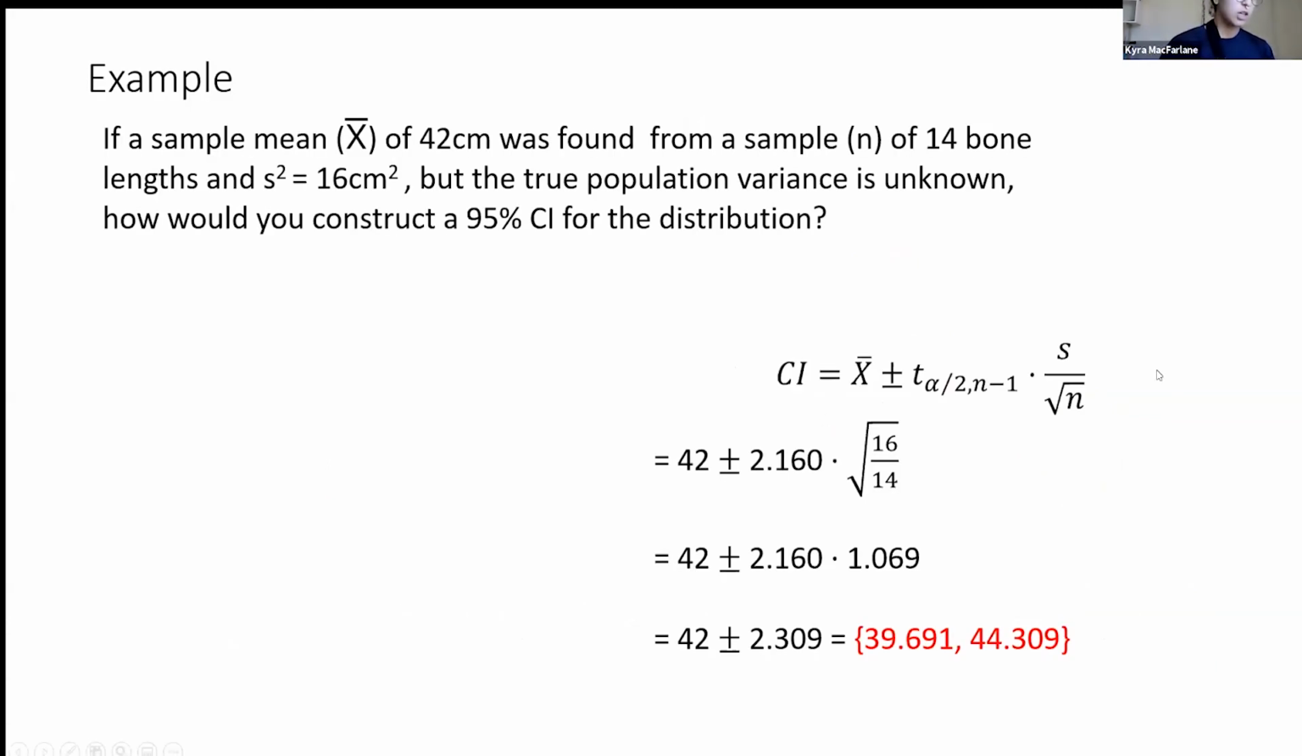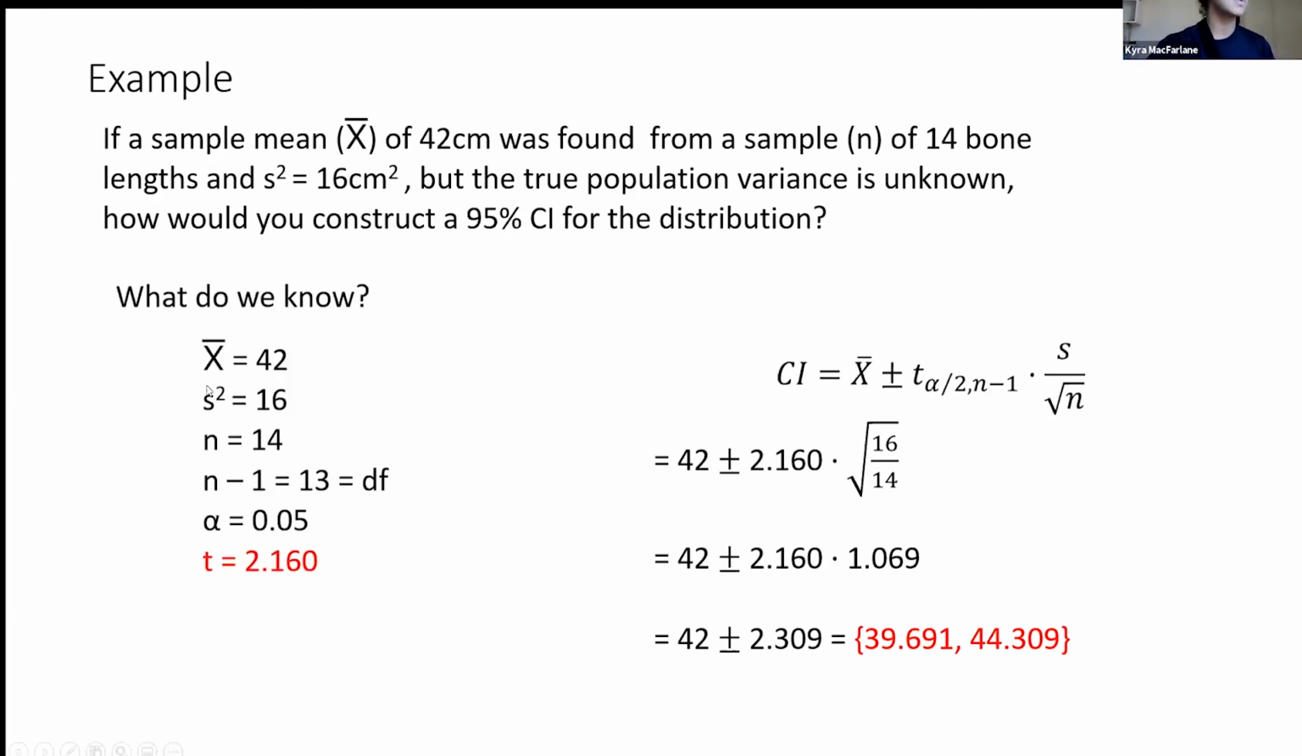Okay, so if a sample mean of 42 was found from a sample n of 12 bone lengths, and our sample variance is 16 centimeters squared, but the true population variance is unknown, how would you construct a 95% confidence interval for this distribution?